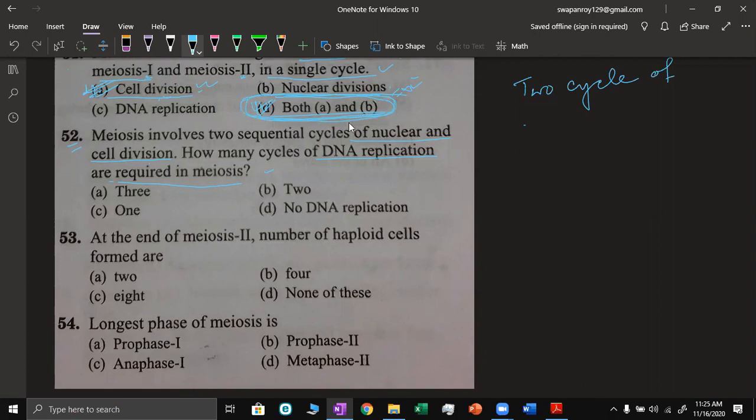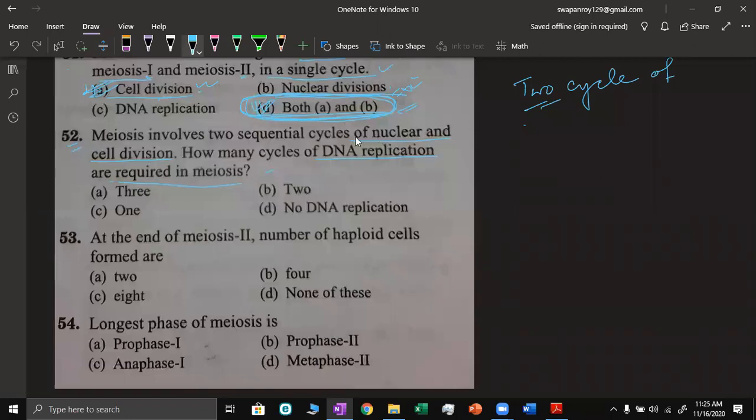In a question, in the options, we may get that two options are correct, or more than two options, or maybe all three options are correct. But which one is the best, that we have to answer. So here it is both A and B.